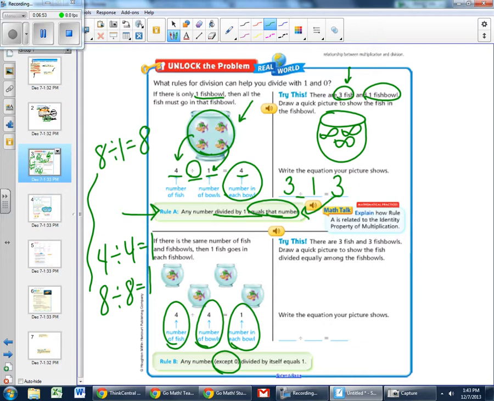Any number divided by 1 equals that number. So try this. There are 3 fish and 3 fish bowls. Draw a quick picture to show the fish divided equally among the fish bowls. So I need to draw 3 fish bowls this time. It's just a quick sketch, so I don't care what it really looks like. And we have 3 fish.